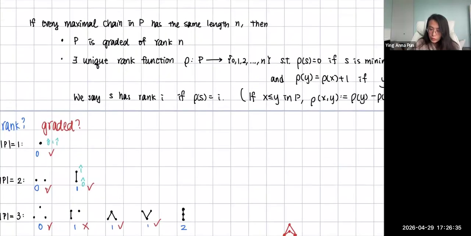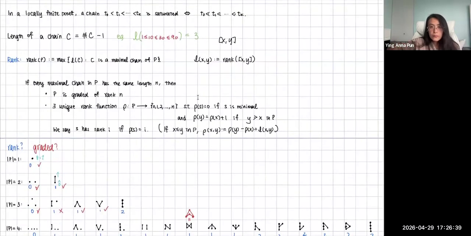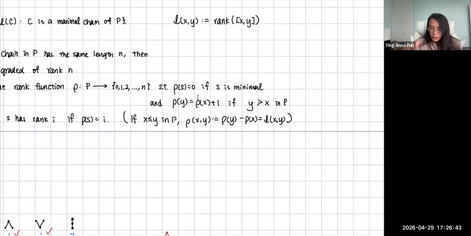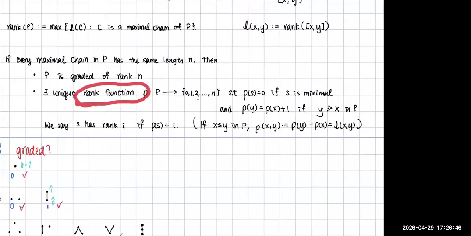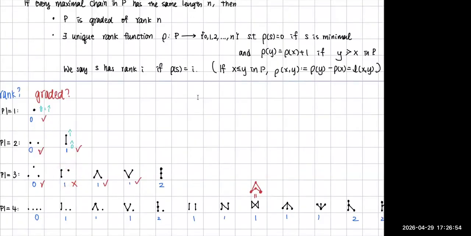No, so if it is graded, then you can. Right. Okay. But the problem is this guy is not graded, so I cannot find a unique rank function. Okay, so what you're calling a rank function is just a function from P to the numbers, and you're saying if it's graded, then it can have a unique one with these properties. Right. Okay, I see now. Thanks.